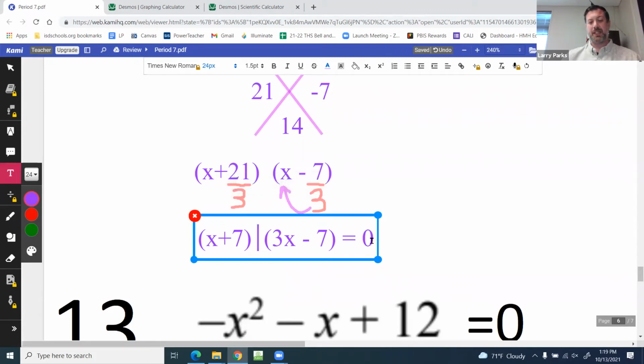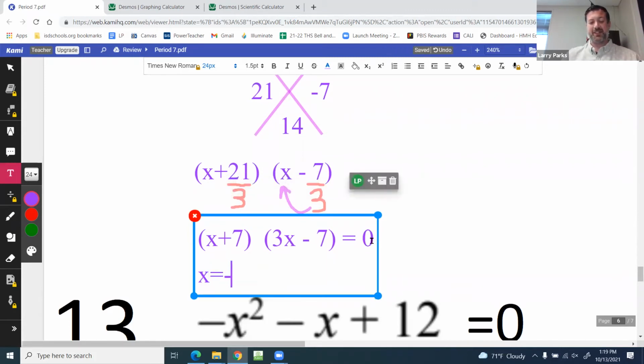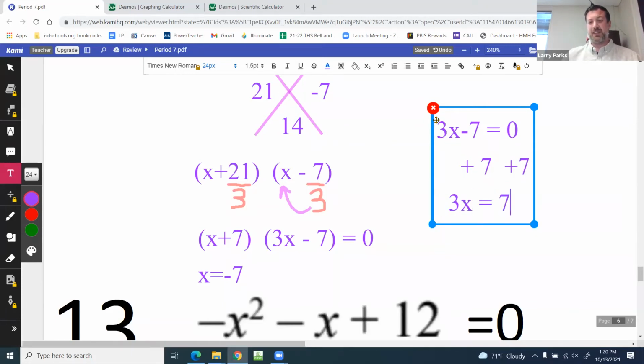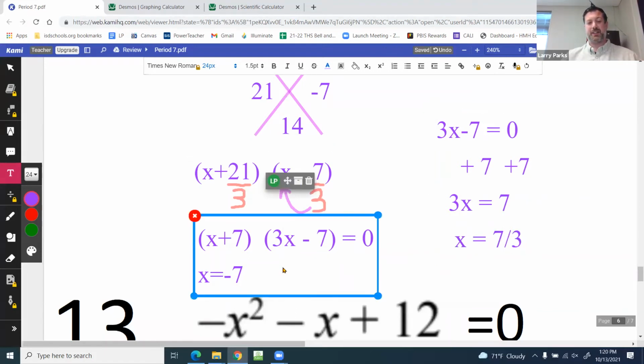So when I solve x plus 7, what number plus 7 is 0? That's easy. That's x equals negative 7. But when I solve 3x minus 7 equals 0, not as easy, but it's still not hard. You add 7 to both sides. So then I get 3x equals 7. I divide by 3, and I get 7/3. Now, if they said to factor it and that's all, you would type in x plus 7, 3x minus 7. If they ask you to solve, here you go. You could also use Desmos to get the solution. They would be the x-intercepts.